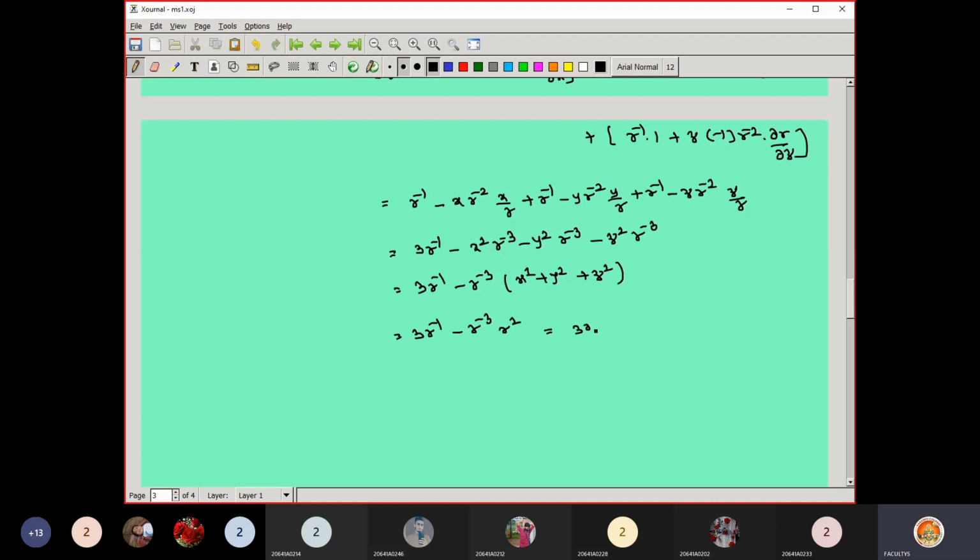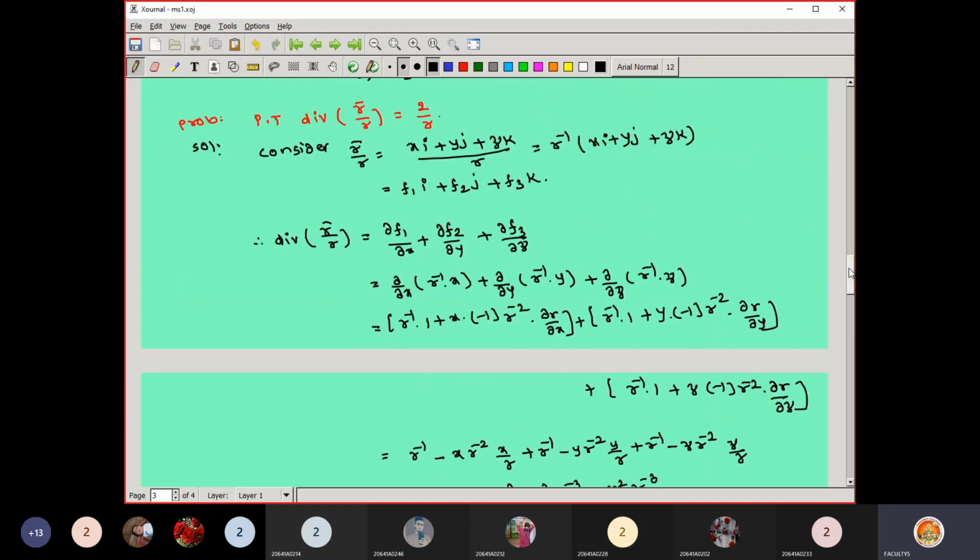So it is 3 R power minus 1. When bases are same, you are adding the powers. So minus R to the power of minus 1. Same value. If I take R power minus 1 common, you are getting 3 minus 1, which is nothing but 2 divided by R value. So as asked, we have to prove that that function is equal to 2 by R.